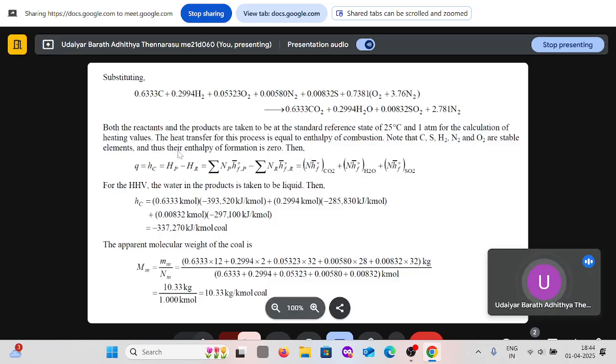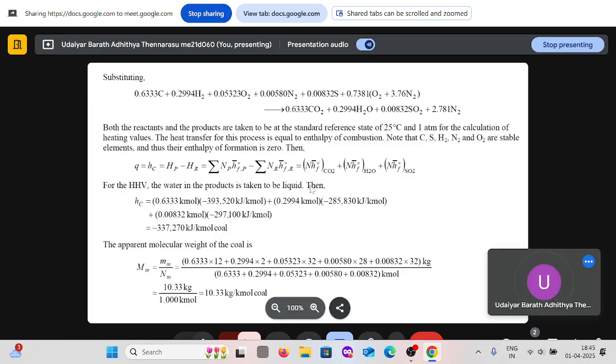So if you apply the first law, Q is the enthalpy of products minus the enthalpy of reactants. Writing the expression, we get the number of moles of CO2 times the enthalpy of formation of CO2, plus the number of moles of water times the enthalpy of formation of water, plus the number of moles of sulfur dioxide times the enthalpy of formation of sulfur dioxide. The rest will all be 0.